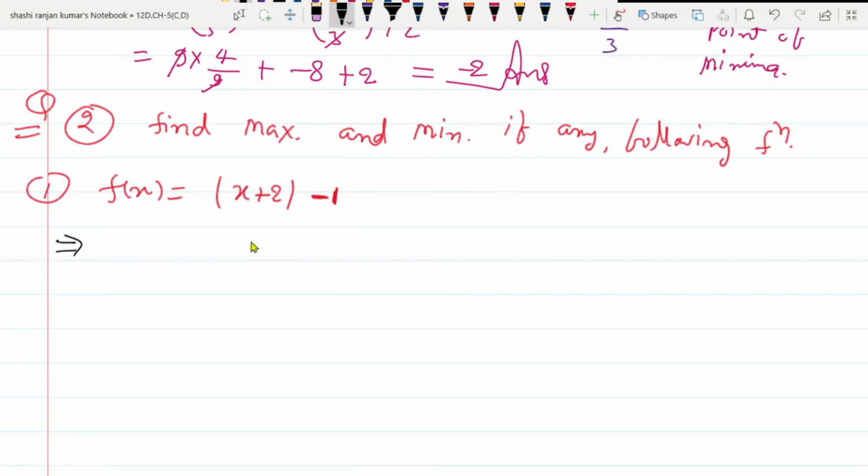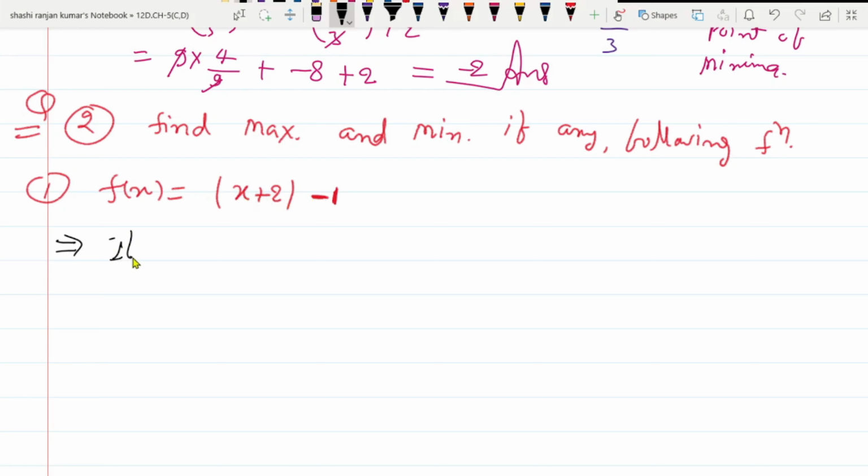See, so for maximum value, firstly we need to open this mod. Our first task, or you can do this by graph also. If you are very good in the graph, then various questions you can do with the help of graph. See here, this is f(x) = |x + 2| - 1. So let me first open the mod.